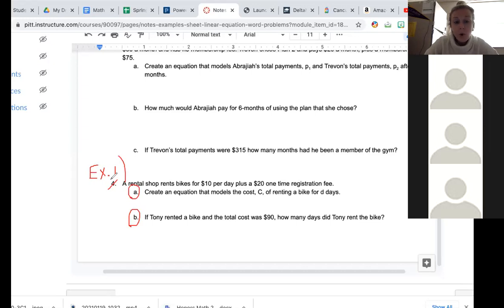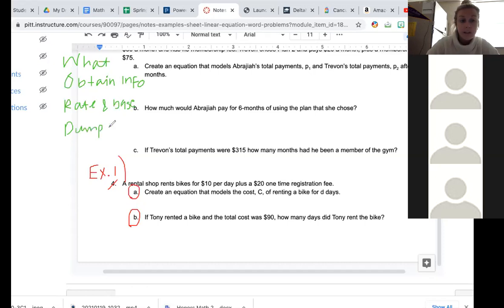Does everybody have example 1 and then an A and a B labeled? Okay, so I just want us to remember our steps really quick. I'm gonna write them over here to the side. W-O-R-D. W means what? So we're gonna read the question. O means obtain info. So that's where we're gonna read the problem and underline important stuff. R means rate and base. That's where you're gonna figure out what your rate and base are. And then D, we're gonna dump the rate and base into the equation. Sound good?